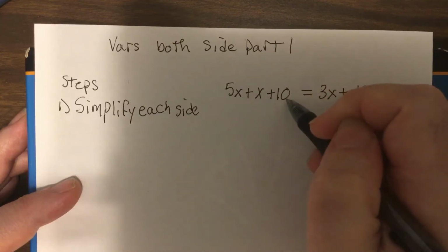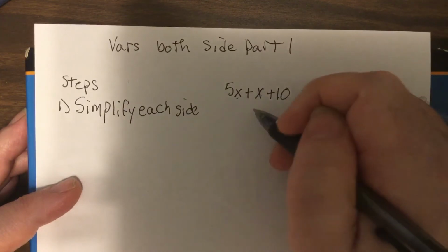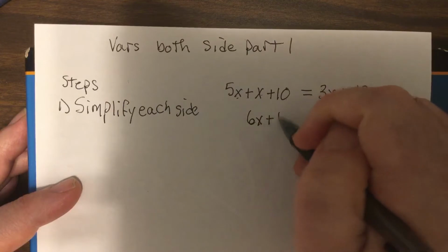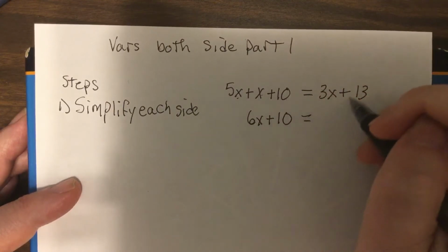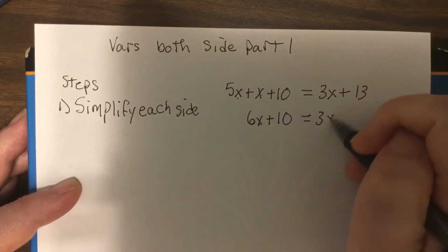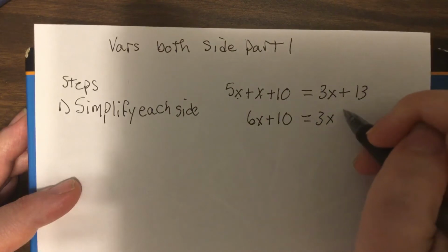So, can I simplify? Well, sure. 5x plus 1x is 6x. Then this side I cannot simplify. You cannot combine a variable term to a non-variable term.